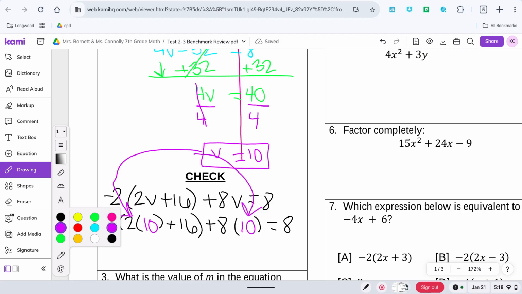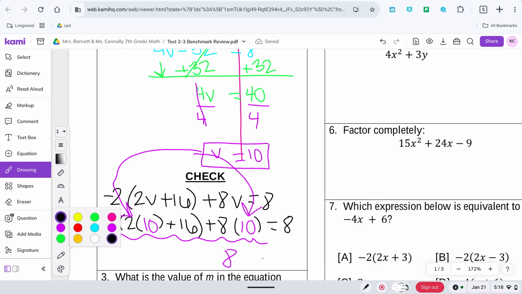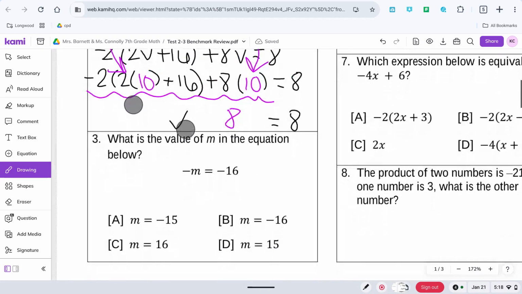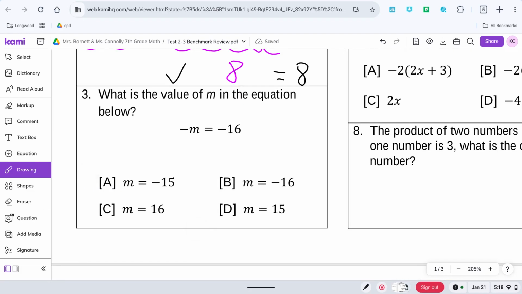Now this whole thing is going to go right into my calculator. The whole left side. You're going to get 8. On the right-hand side, it already said that it should equal 8, so this is how you know your work was correct, because the check says a true statement. 8 equals 8. Number 3, what is the value of m in the equation below?